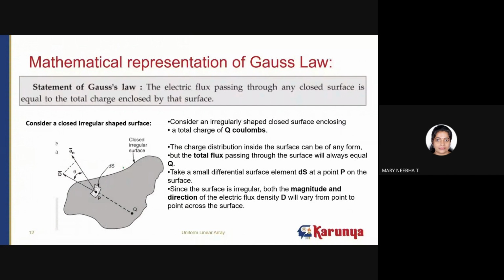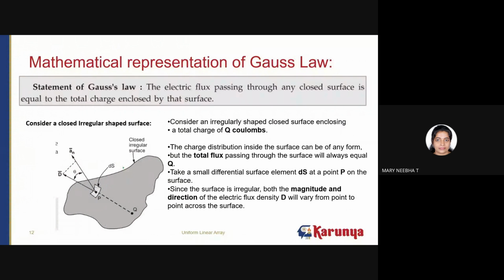Since the surface is not regular, here the surface is irregular, both the magnitude and direction of the electric flux lines will vary from one point to another. For example, here the field may be maximum, and when you come to a point far away from the charge Q, the electric field lines may be minimum. Actually, that happens. Now we just consider a small differential surface element dS in an irregular large closed surface.